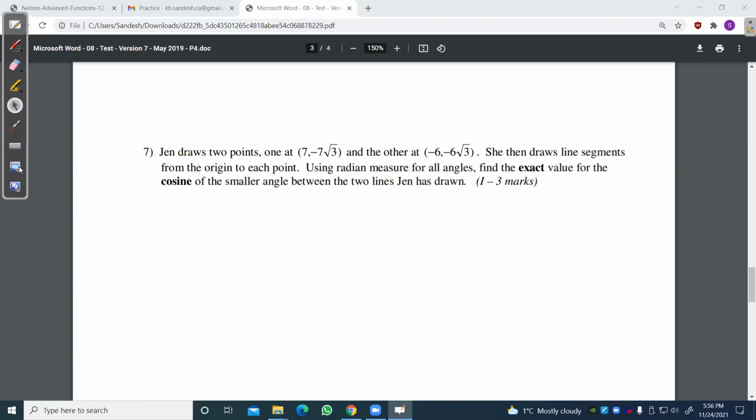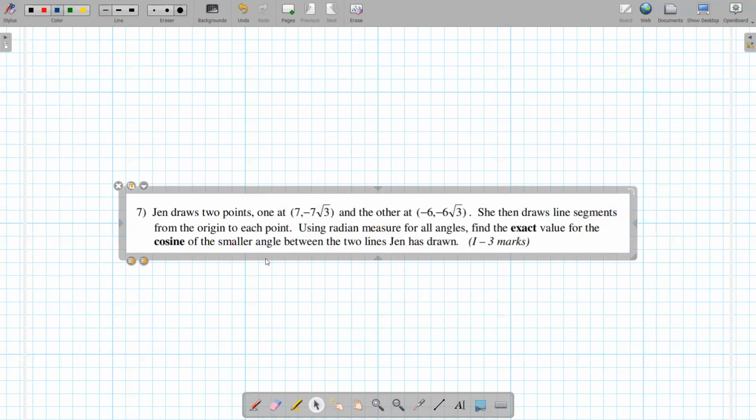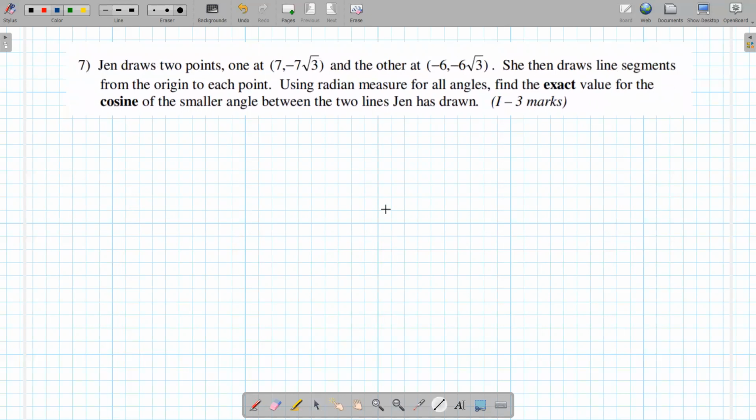We can try doing this. So she draws 2 points. In which quadrant is this point? Quadrant 3. So x is positive, y is negative. It should be quadrant 4. Oh, okay.